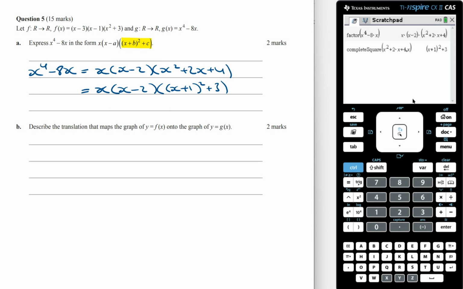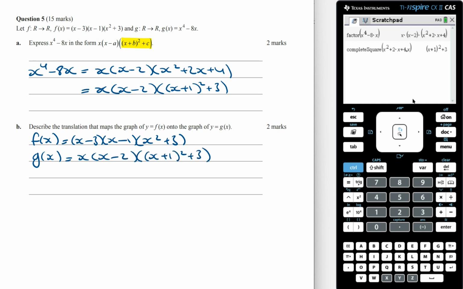Part B. Describe the translation that maps the graph of y equals f of x onto the graph of y equals g of x. f of x in the factored form is equal to (x minus 3) times (x minus 1) times (x squared plus 3). We just worked out g of x in factored form, and this was x times (x minus 2) times ((x plus 1) squared plus 3). Looking at the x term in f of x, we can see that this has been changed to x plus 1 in g of x. And so therefore, we can say that g of x is going to equal f of x plus 1.